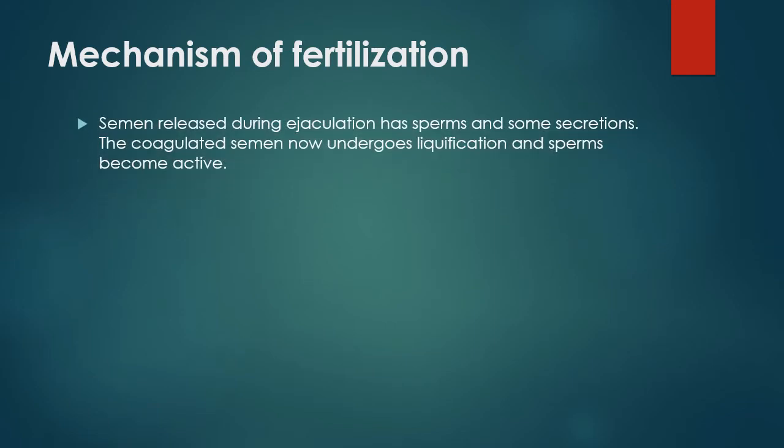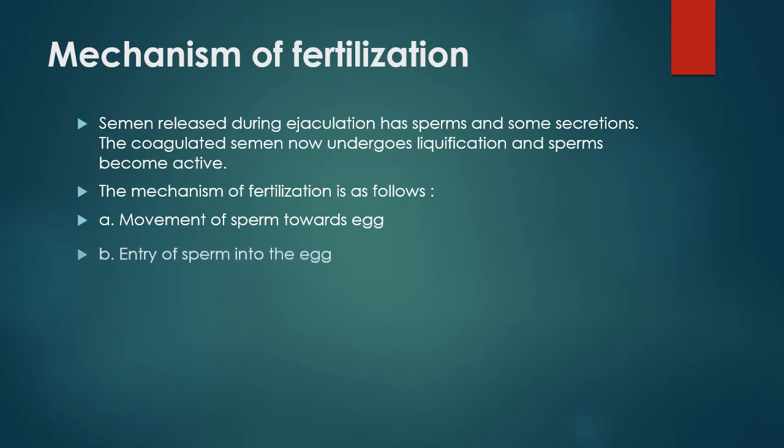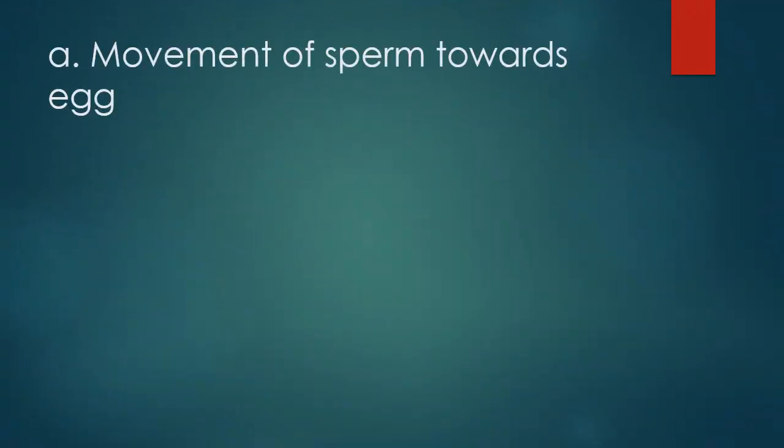Mechanism of fertilization. Semen released during ejaculation has sperms and some secretions. The coagulated semen now undergoes liquefaction and sperms become active. The mechanism of fertilization is as follows: A. Movement of sperm towards egg. B. Entry of sperm into the egg. C. Activation of ovum. A. Movement of sperm towards egg.